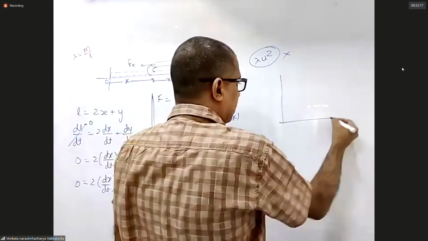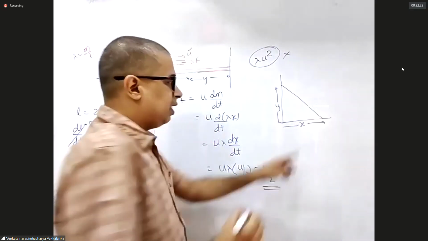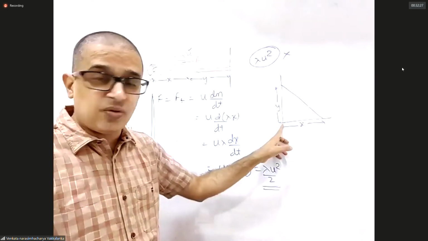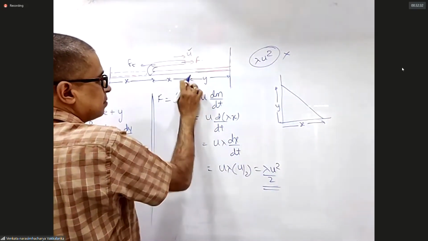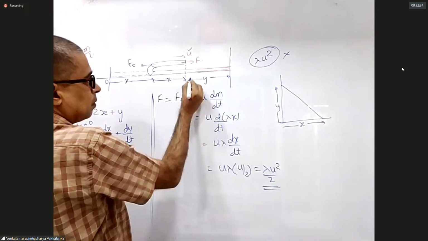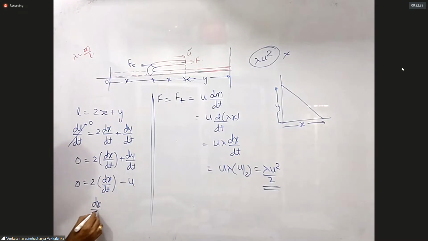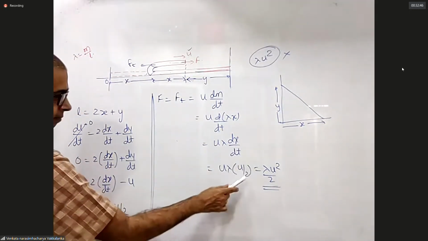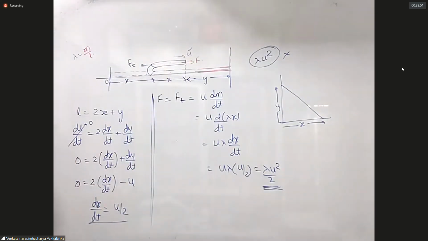Recollect, in calculus we learned this. This distance is x, this distance is y. dx by dt will be the speed of this end. The other end is fixed. Now your other end is fixed. u is dy by dt, but with a negative sign. So dx by dt कितना हो रहा है? u by 2. So the key catch is lambda u square by 2.